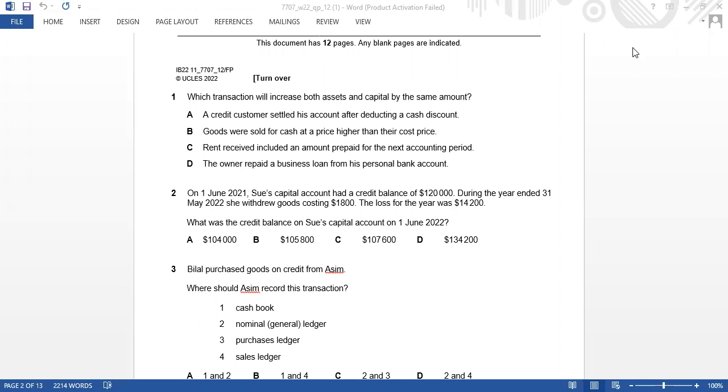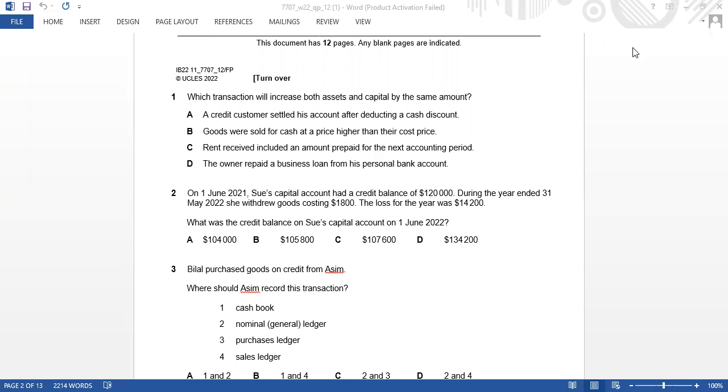So the first option is a credit customer settled his account after deducting a cash discount. That means that the credit customer's trade receivables will be credited, as the trade receivable has been finished since he has given us the cash. So the trade receivable will be credit, cash will be debit along with the discount allowed. So these items increase and decrease assets. So there is no adjustment in the capital. So A won't be the answer.